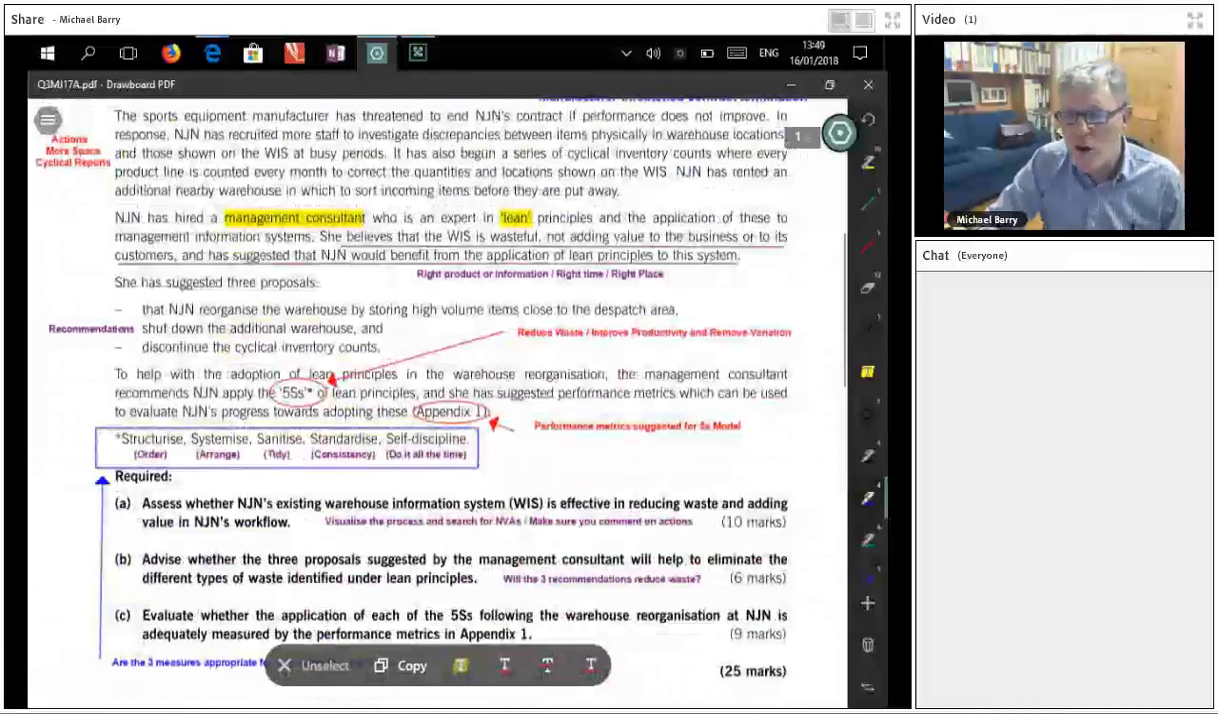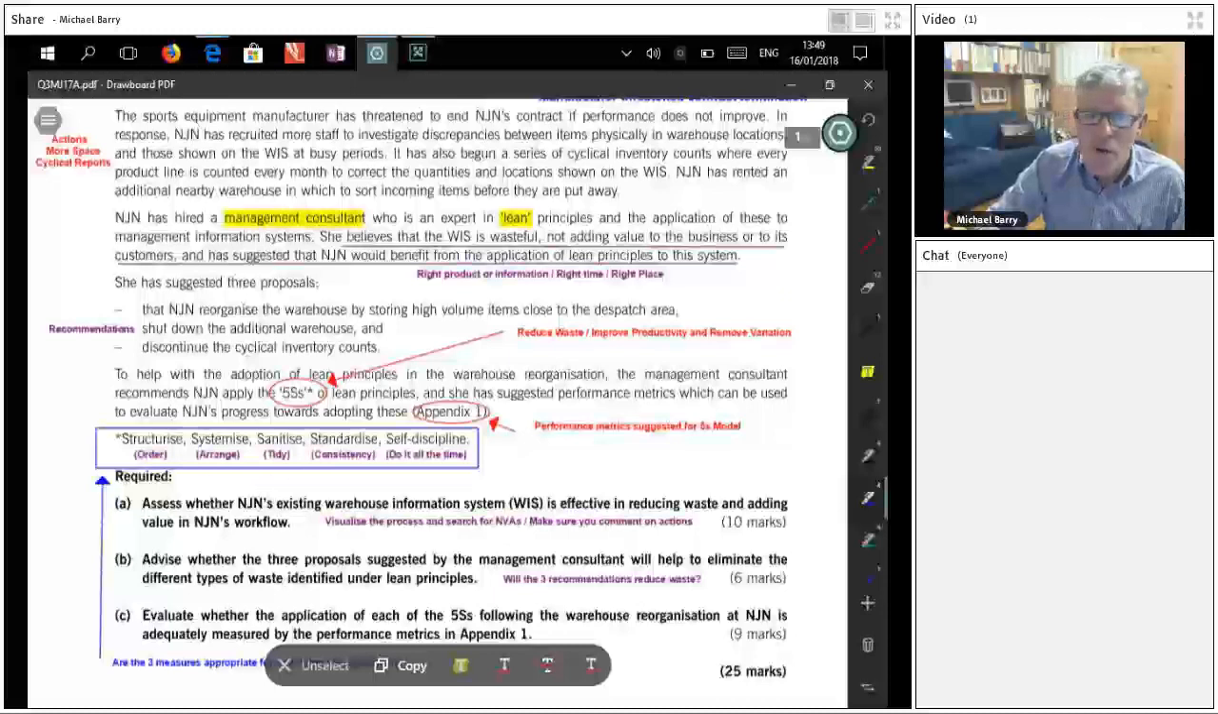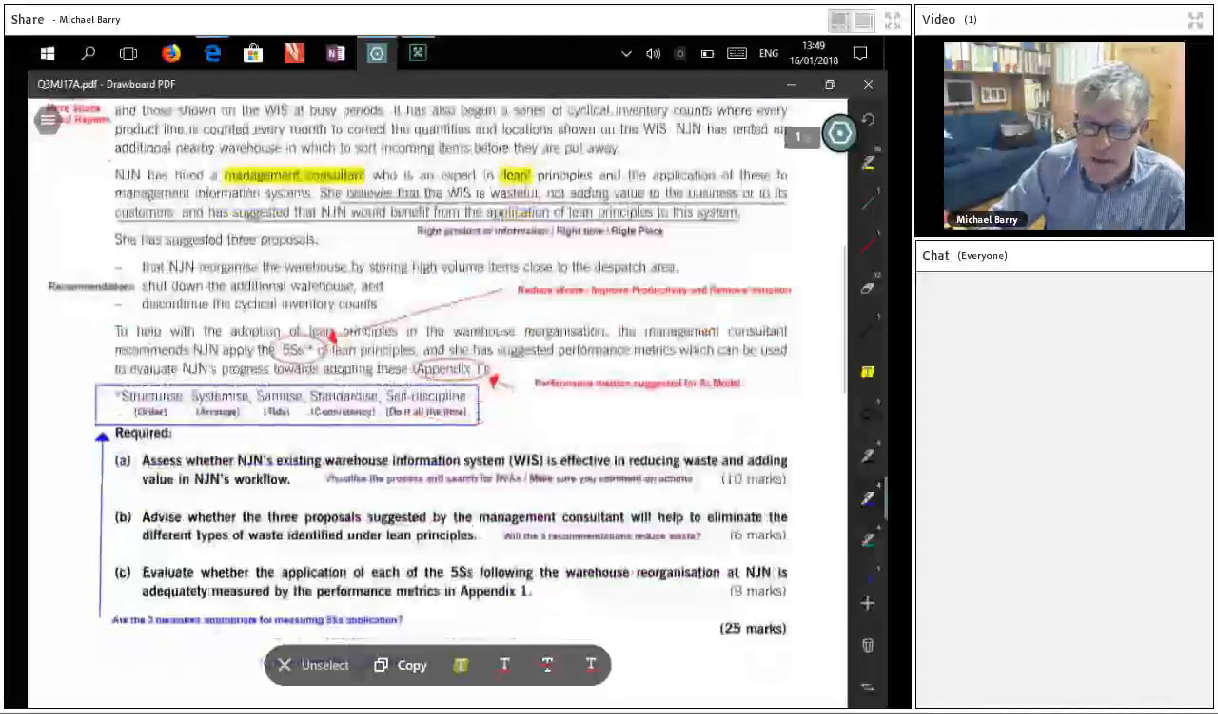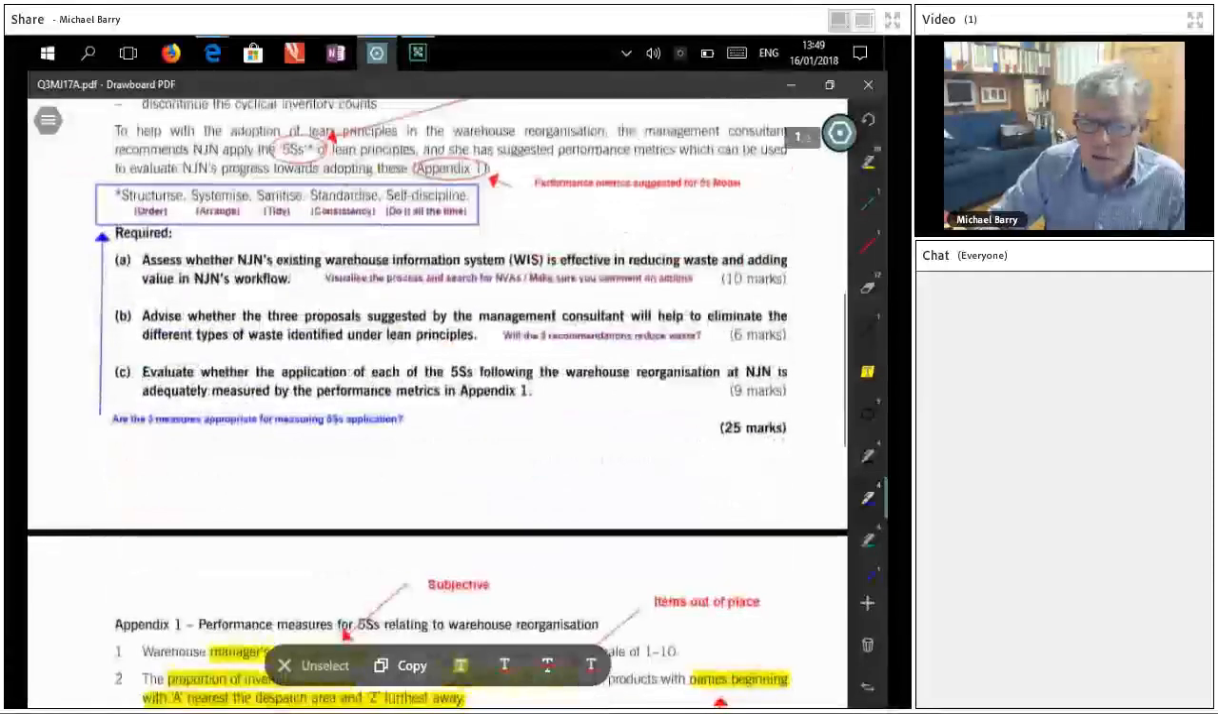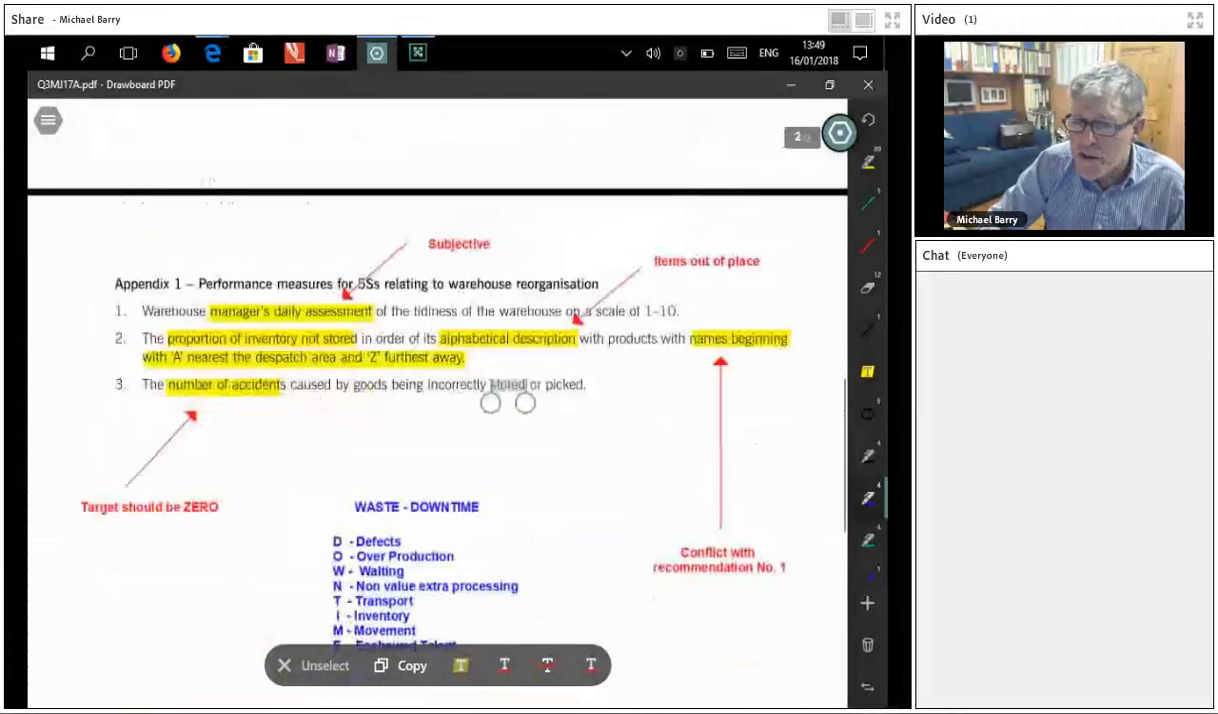Now, methodologies are also examined, and in the context of lean systems, of course, we have that famous methodology, the 5 S's, and students were required to use that methodology when they were approaching this particular question. What you also have, of course, is an appendix here as well, not as long as what we had in question 2, but very important performance indicator information here, once again, to be integrated into your response.